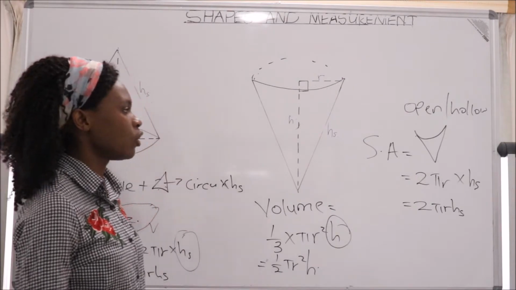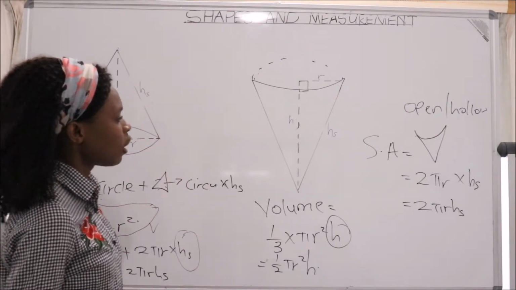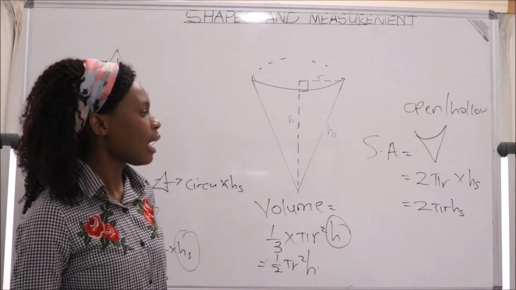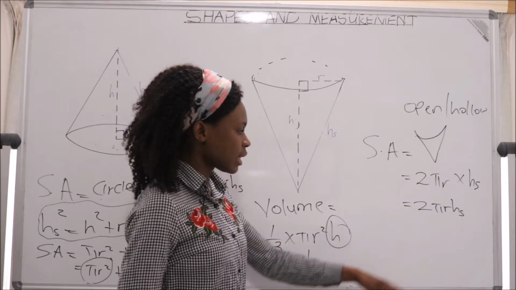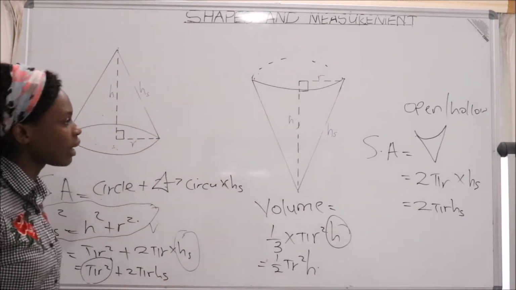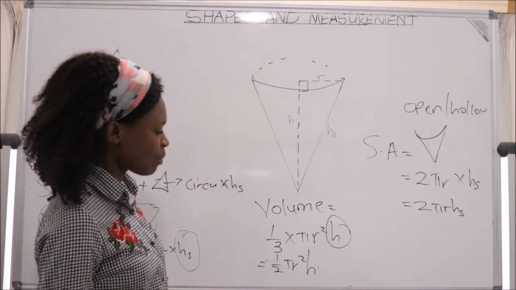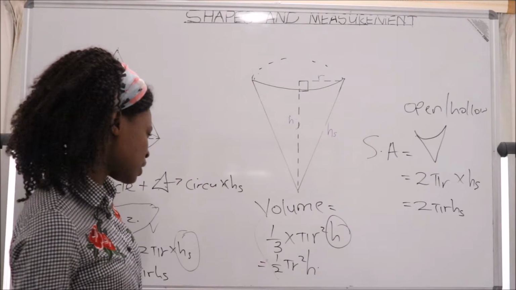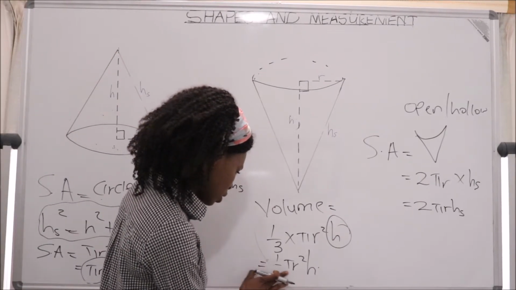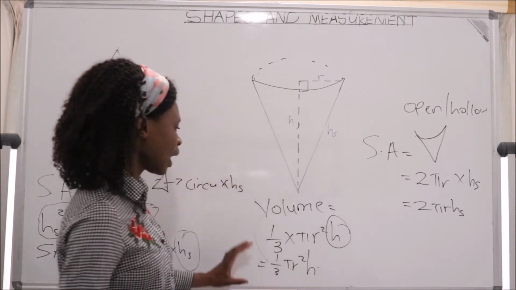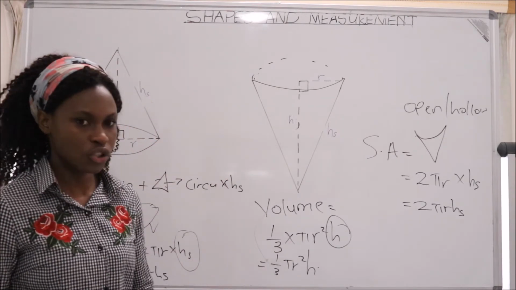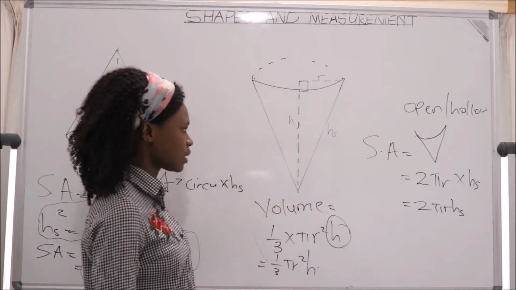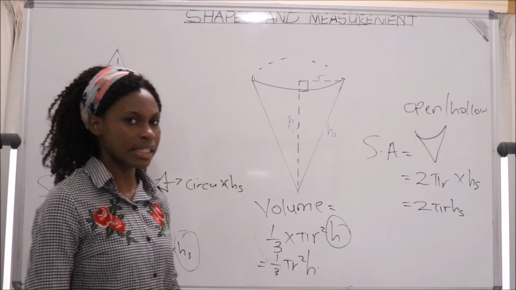Then when it's open, we only include the area of this shape right here, of which the area is equal to the circumference of the circle multiplied by the slant height. The slant height, we found the same way we found it here, which is by using the theorem of Pythagoras. And the volume, whether it's open or closed, is still the same. It's equal to, this is actually 3, guys, sorry, it's 1/3 pi r squared h, and the h that we use in this case is this h here, which is in the center of the cone.